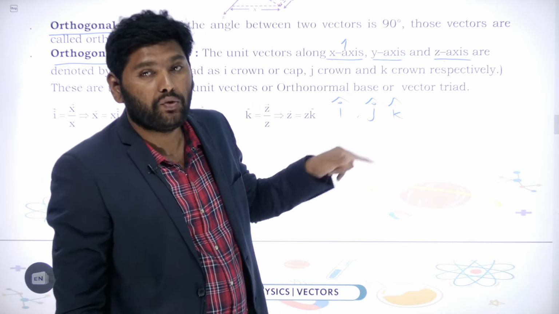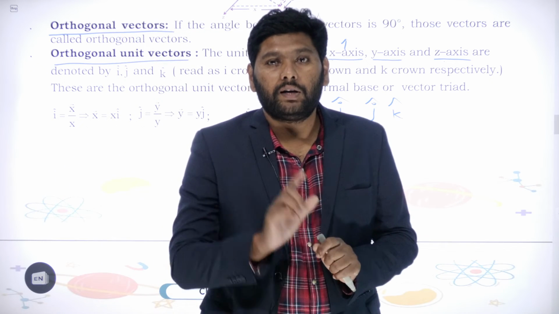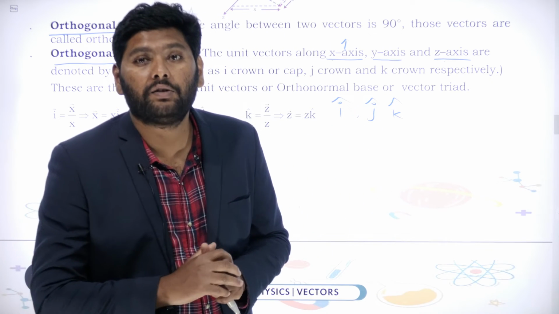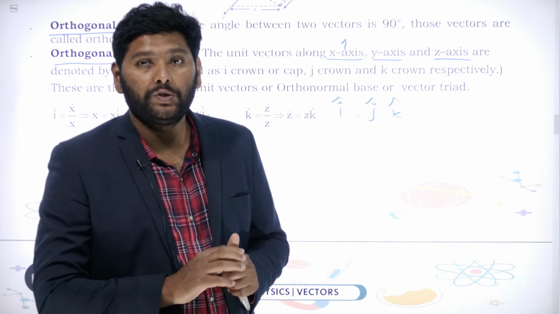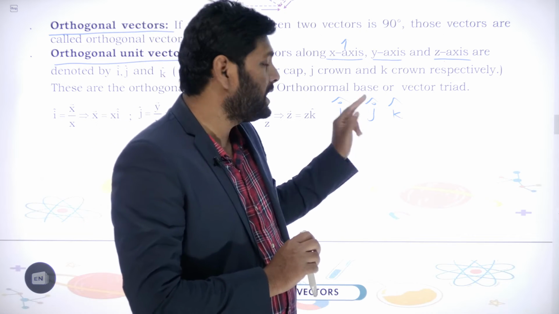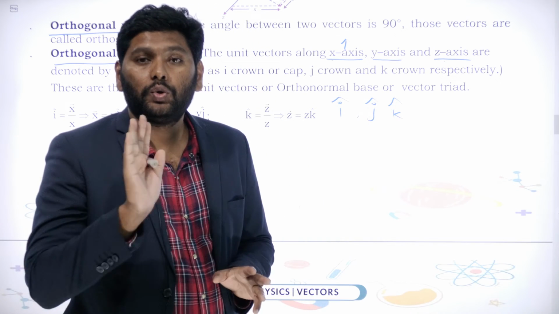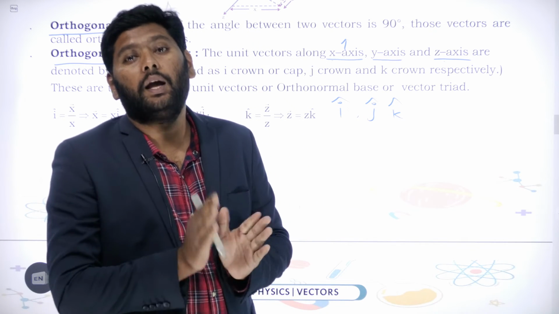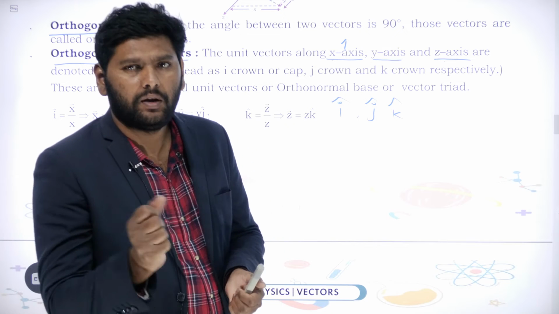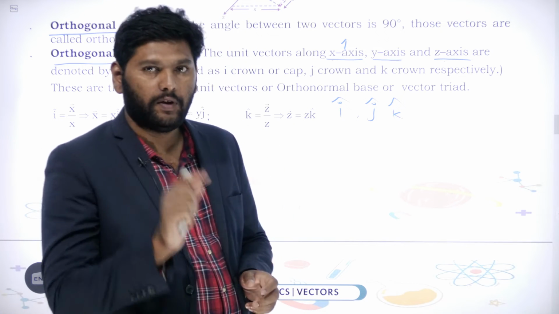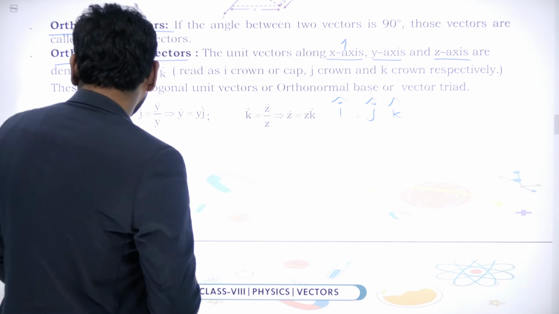As these are unit vectors, you know unit vectors give the direction for any physical quantity, which means these i, j, k help you show the direction of any physical quantity. Got my point? We have examples, don't worry, you will come to know.